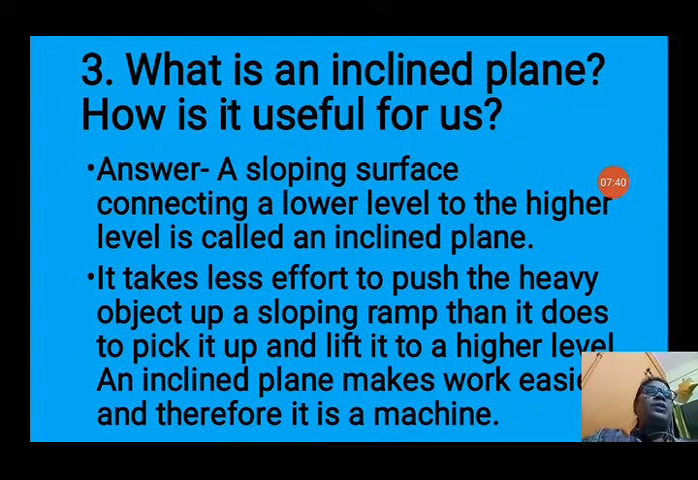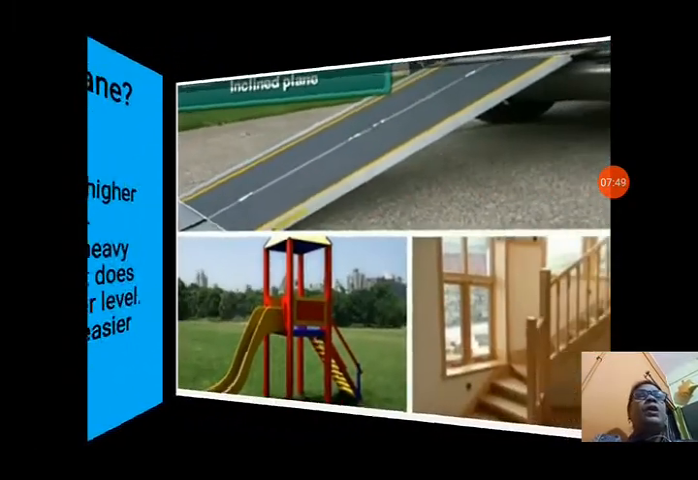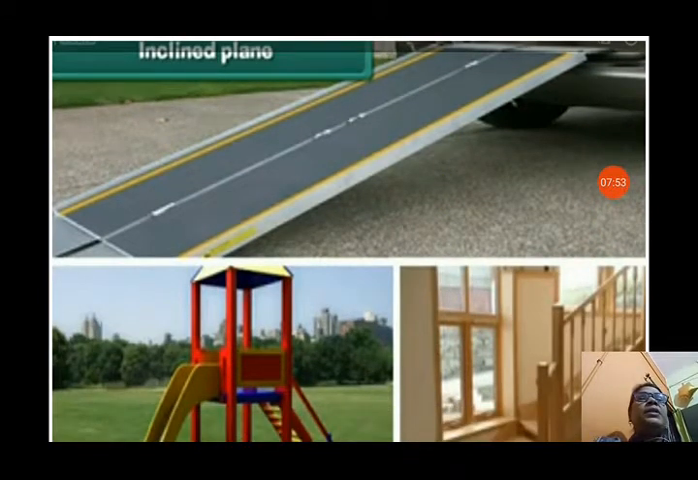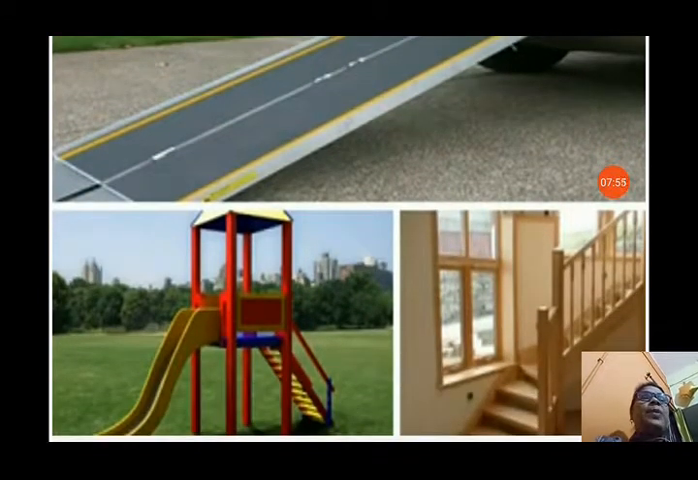With an inclined plane, we can lift and move heavy objects easily. So it is a type of machine because it makes our work easy. You can see different examples of inclined planes. There is a ramp. There is a slide in the park. A flight of stairs is also made inclined.